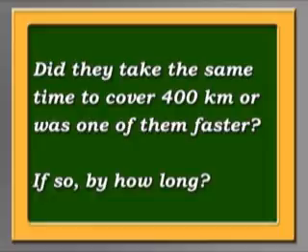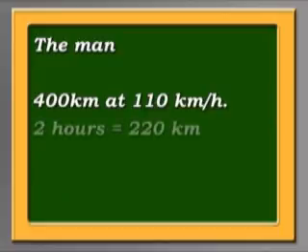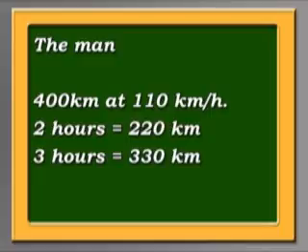Well, this is not as difficult as it looks. The man drove 400 kilometers at 110 kilometers an hour. Well, in 2 hours he would have done 220. In 3 hours he would have done 330. So it's quite easy to work out how long it took him.